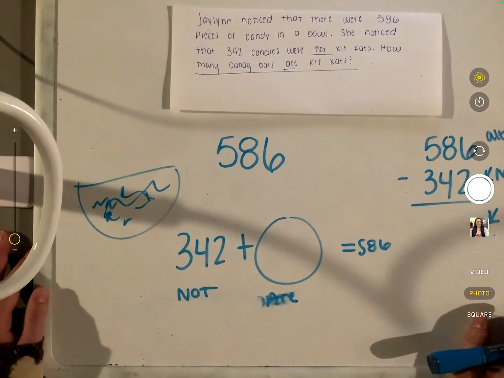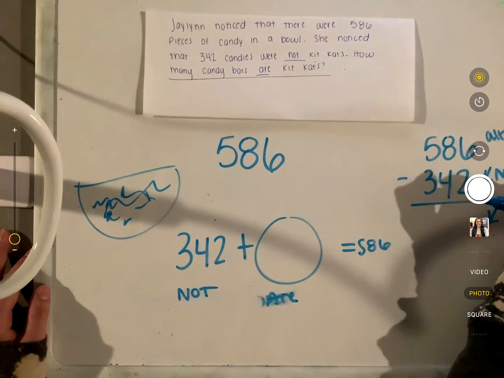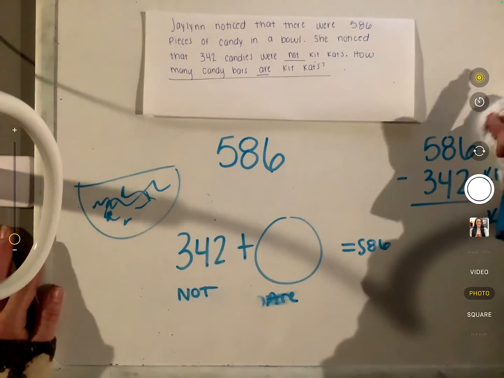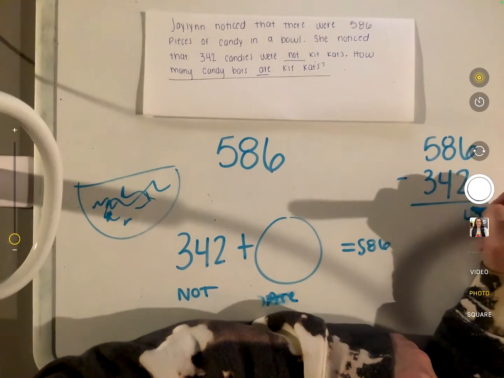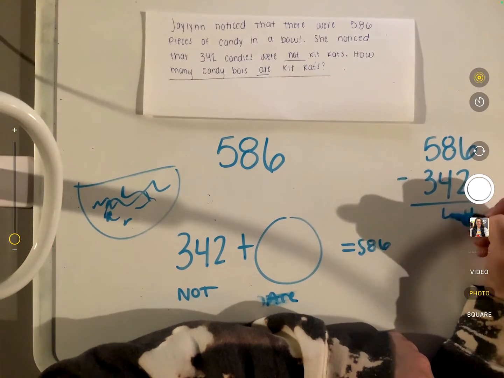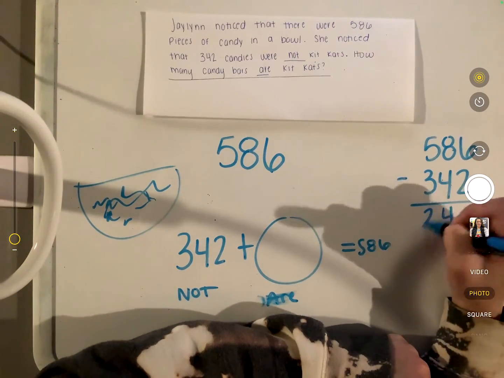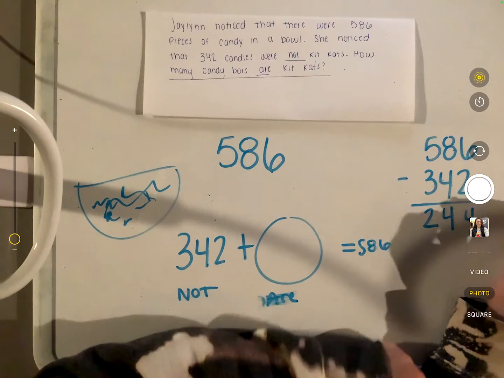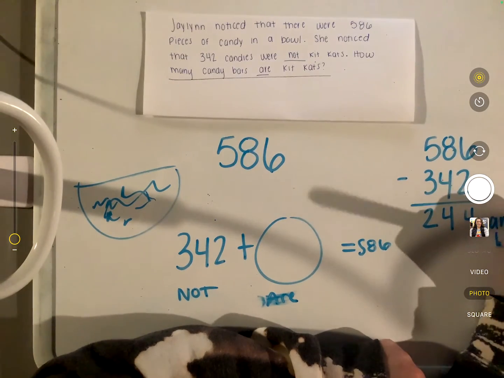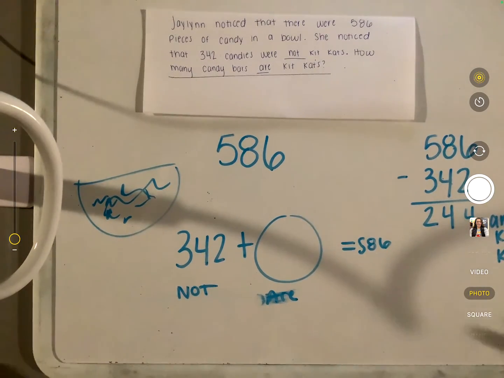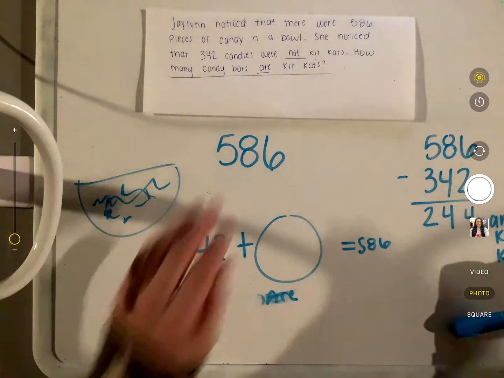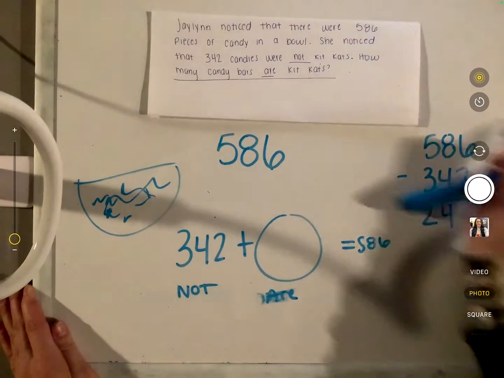Okay, so first thing I'm going to do, I'm going to take my ones and subtract my ones, right? So 6 minus 2, 4. 8 minus 4, 4. 5 minus 3, 2. So 244 are Kit Kats. Perfect. All right, that one's a little tricky, but that's why it's important to read these problems and figure out what they're asking you, okay? So now, let's do one more.